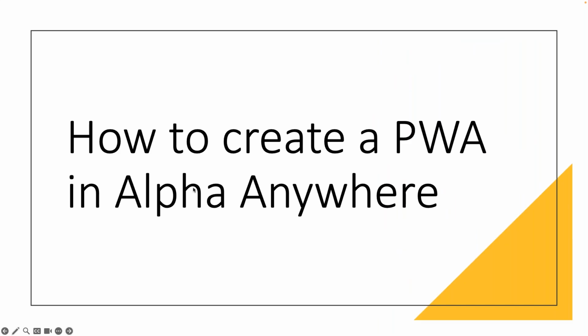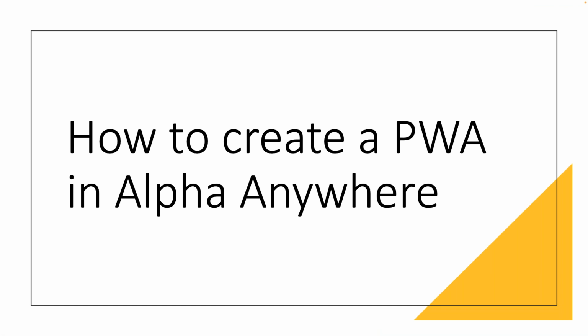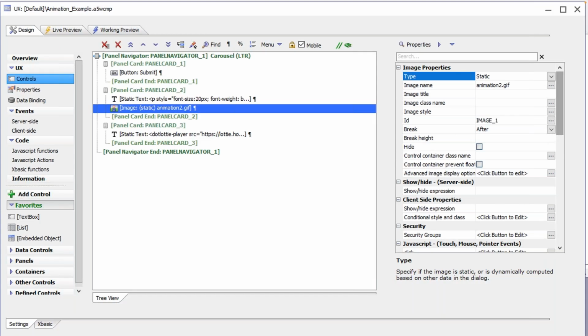All right. So how do we go ahead and create a PWA in Alpha Anywhere? Well, first of all, we start with a UX component or some component. I believe this also works with a grid, but say a UX component. Maybe it just works with UXs.